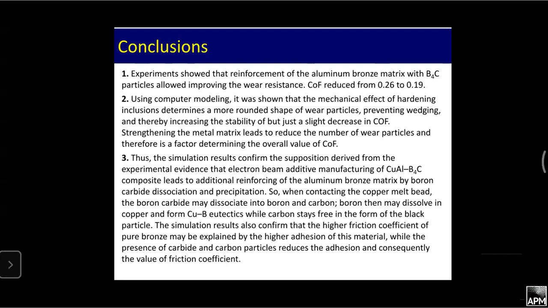So here we present the conclusions. First of all, the experiments showed that the reinforcement of the aluminum bronze matrix with boron carbide particles allowed improving the wear resistance. The coefficient of friction reduced from 0.26 to 0.19. Using computer modeling, it was shown that the mechanical effect of hardening inclusions determined a more rounded shape of wear particles, preventing wedging and thereby increasing the stability of the friction, but with just a slight decrease in the coefficient of friction.